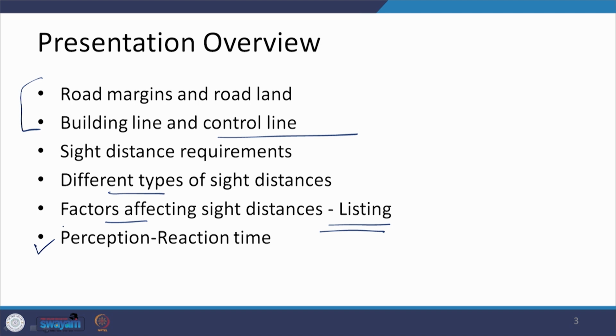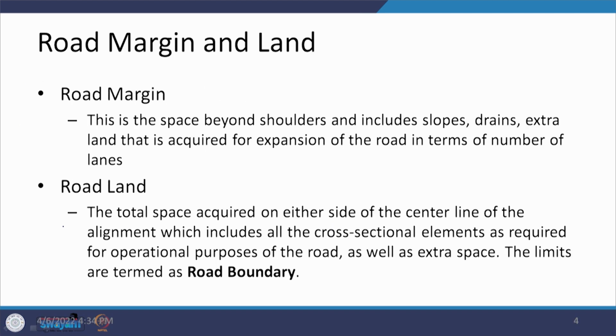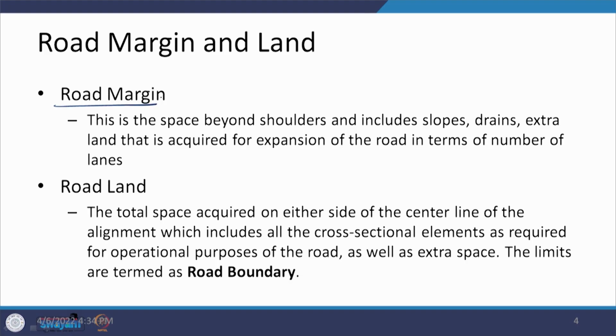So, let us start today's interaction with the first point here, that is road margin and the land which is going to be provided for the total facility in any of the forms, whatever it is, like in the urban areas or the rural highways. Now, what is road margin? This road margin is the space which is provided beyond the shoulders, and this includes the slopes, drains, and extra land that is acquired for the expansion of the road in terms of number of lanes in future.